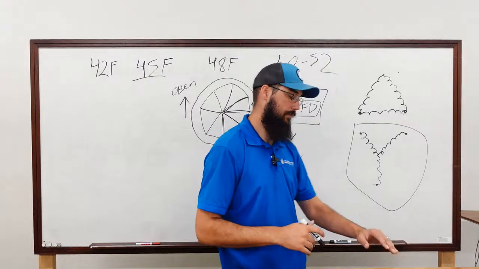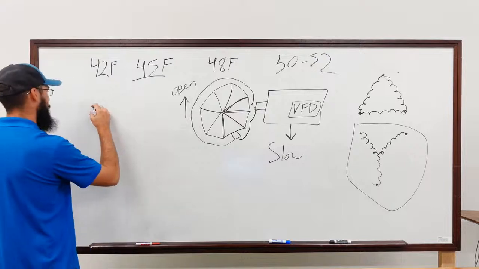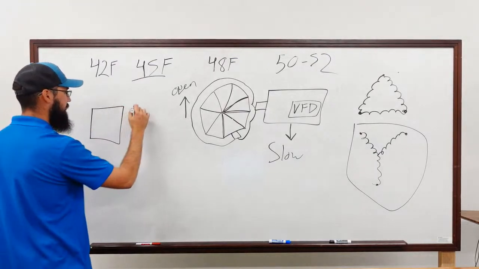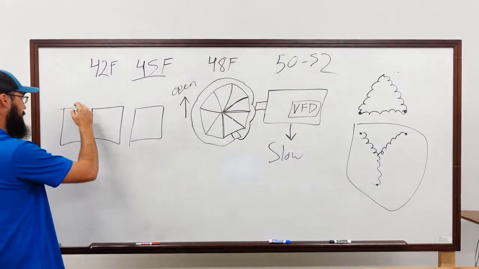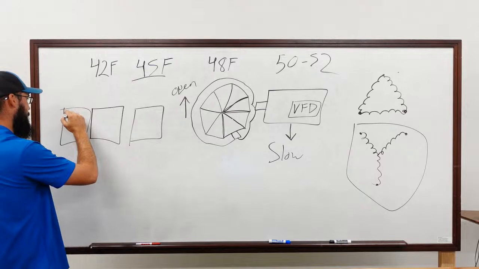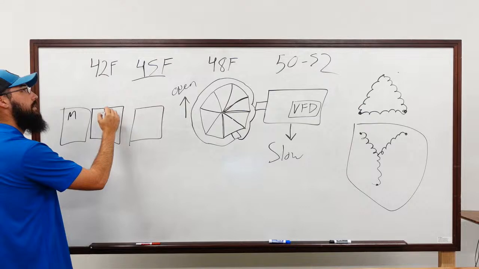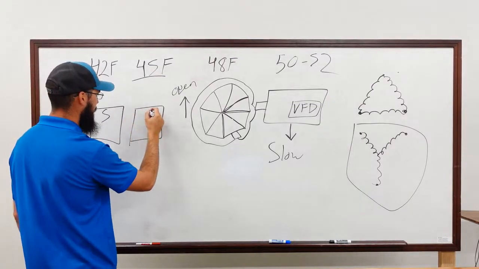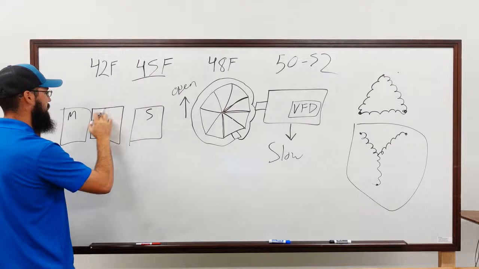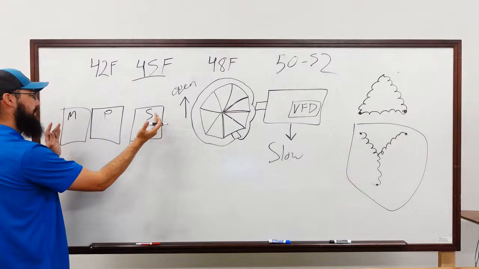What that does, when you have a Y delta start, you've got three contacts. The control system knows that this is your main contacts, this is your secondary, and then your start. We'll call this one P. Anyway, the point is, this will be a pretty typical configuration.